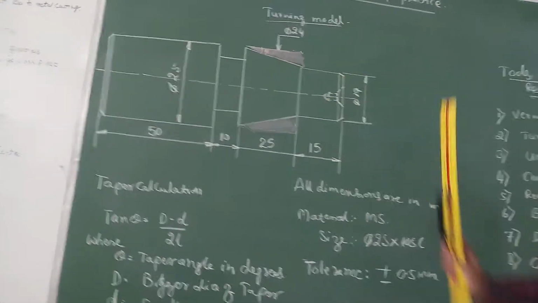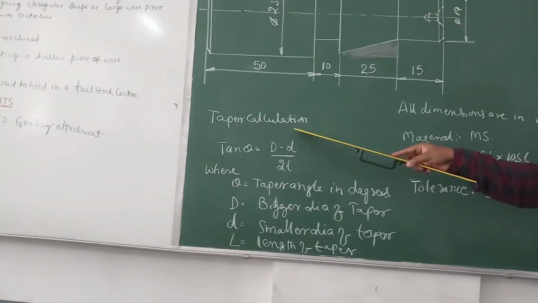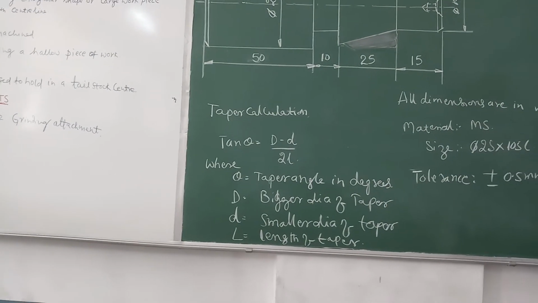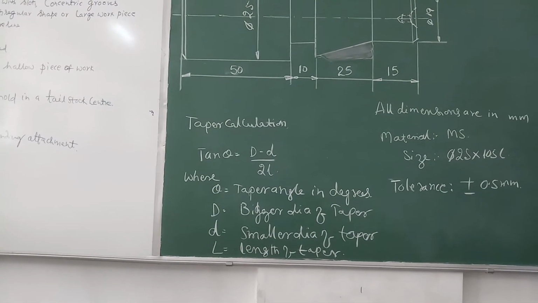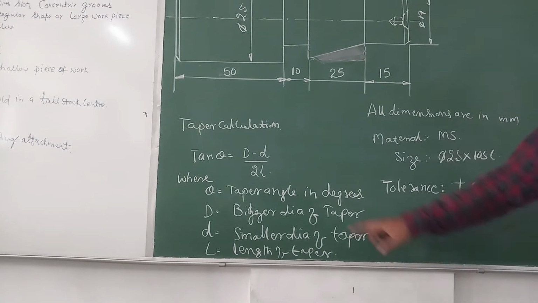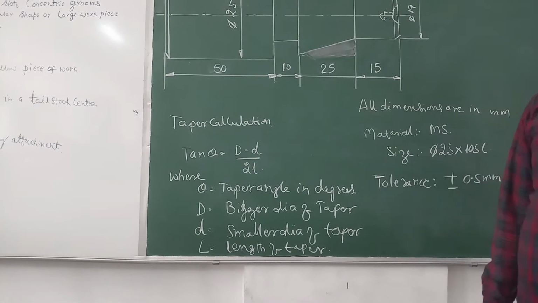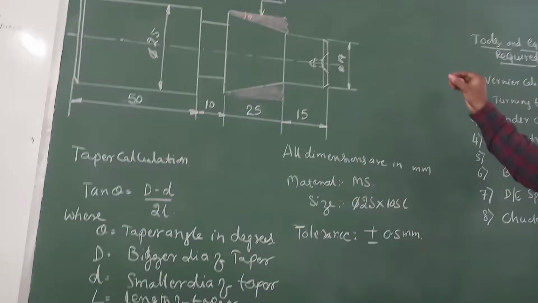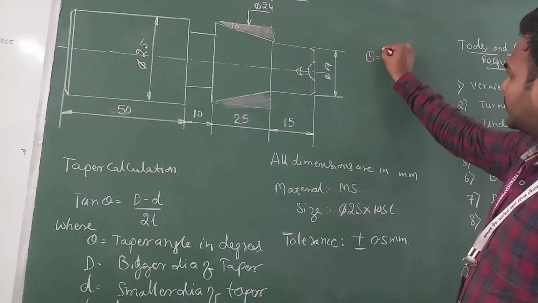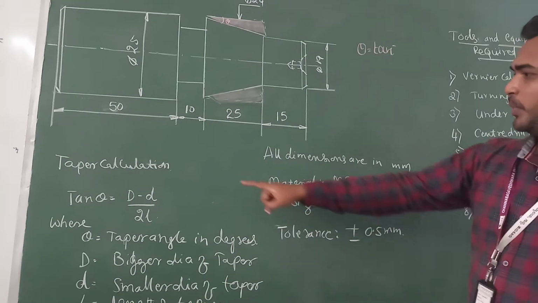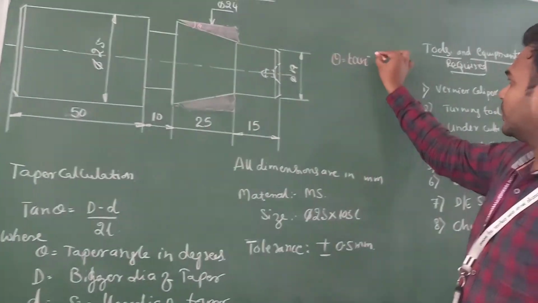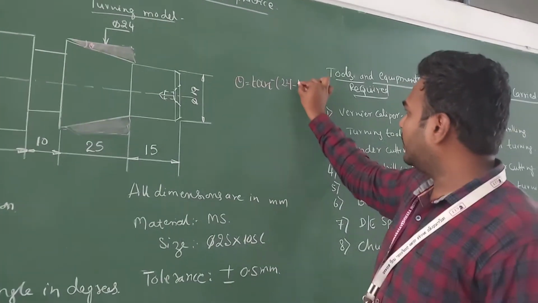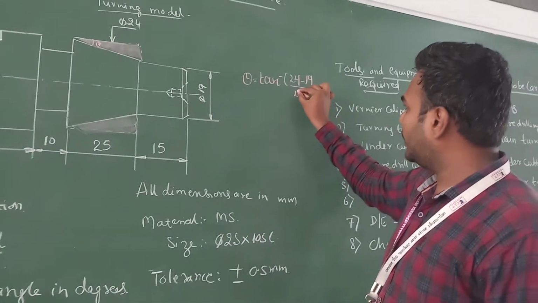What is the formula to calculate the taper angle? Tan theta is equal to capital D minus small d divided by 2L. Here capital D is the major diameter, small d is the minor diameter, and L is the length of the taper. Now we will calculate the taper angle. Theta is equal to tan inverse of capital D, the major diameter, which is 24, minus the minor diameter, which is 19, divided by 2 into L.